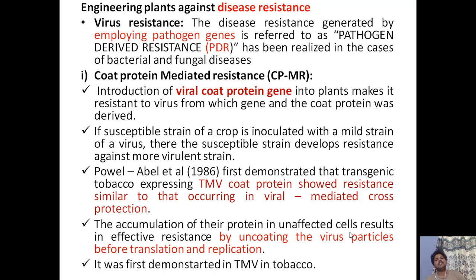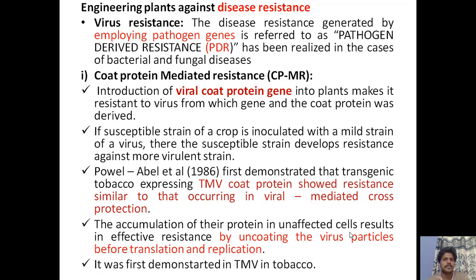Then engineering for disease resistance. First of all, we'll read about virus resistance. Disease resistance generated by employing pathogen genes is referred to as pathogen-derived resistance. These are again of two types. The first is coat protein mediated resistance, CPMR.